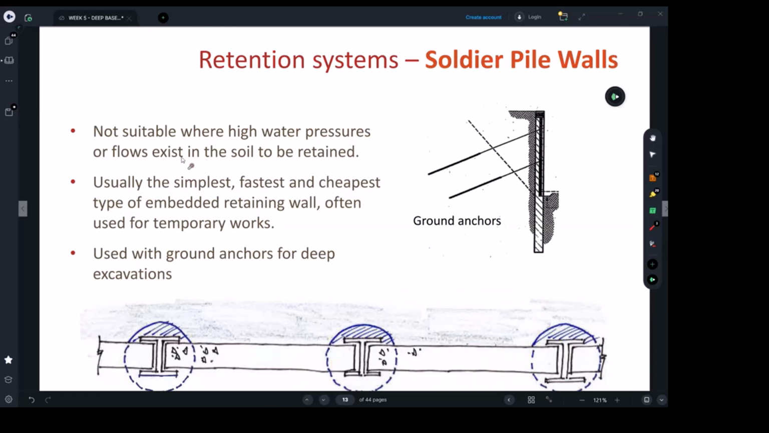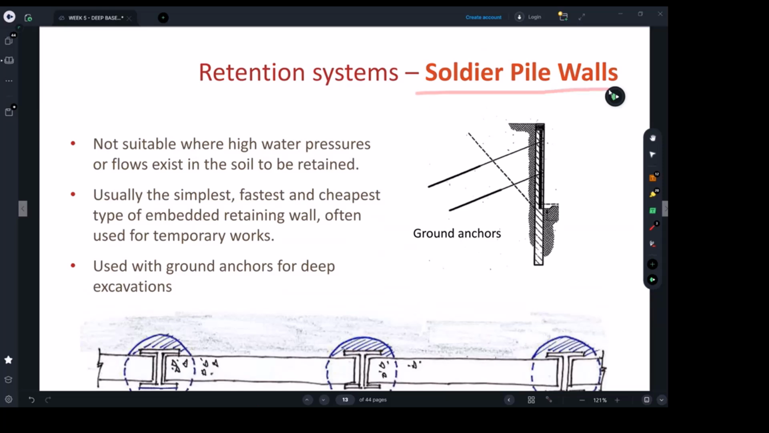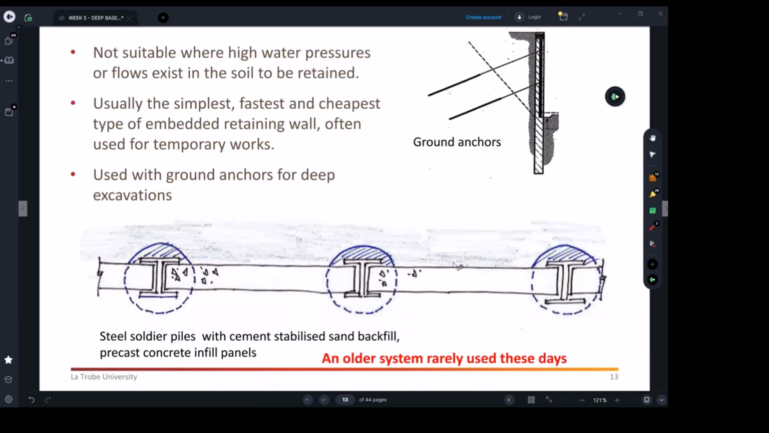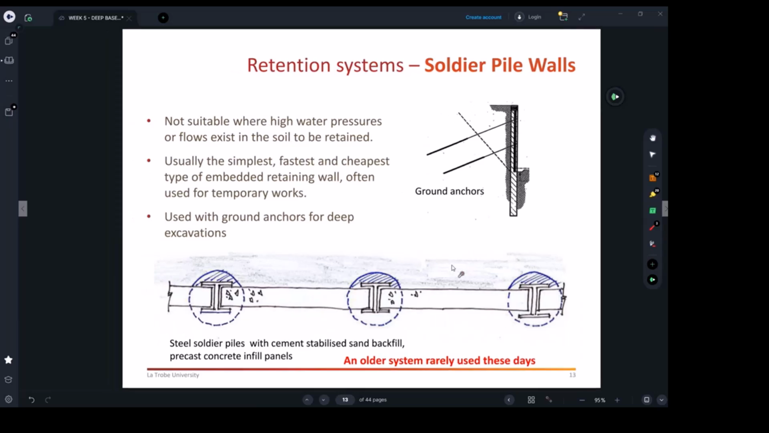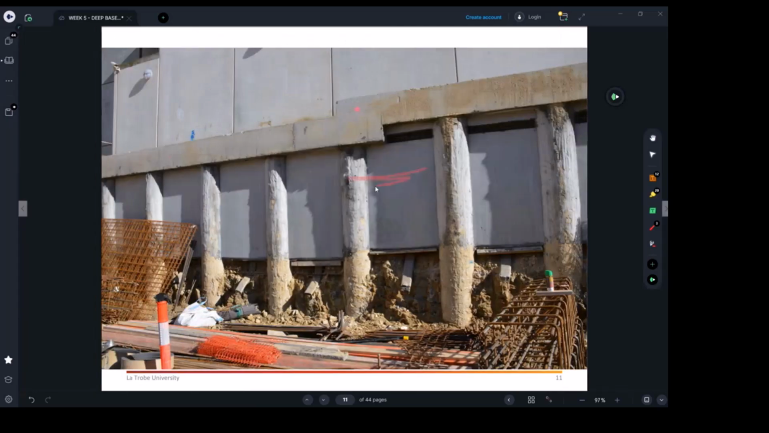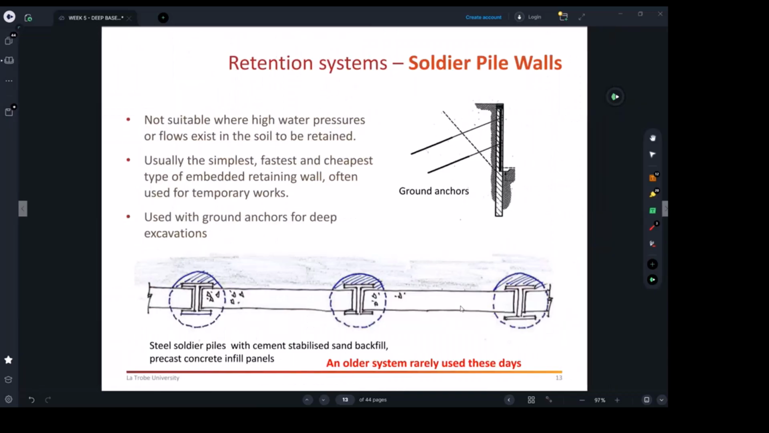So usually what we're talking about, the problems with the soldier pile walls: not suitable where high water pressures or flows exist in the soil. Yes, definitely, because here we've got a big spacing. Yeah, you've got large spacing. And if you're excavating before you have these walls, the water will just throw the sand material back to you. So it's really not helpful to have such big spacing if you've got water table issues.